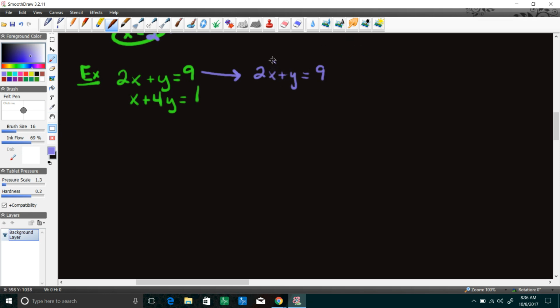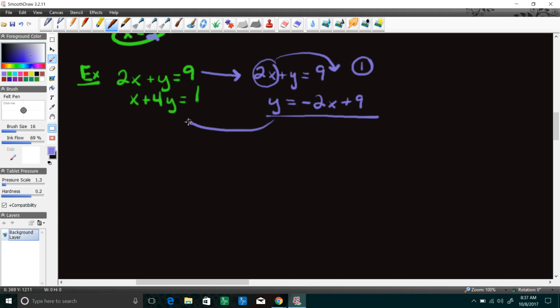Okay, so in this case, I can take my 2x and move it over, which leaves us with y equals negative 2x. Remember, when we move it, it becomes the opposite sign, plus 9. Okay, so there's again step number 1. Now that I have y equals, I can take this entire thing and plug it into the y, because y is equal to all this, therefore I can put it where the y goes.